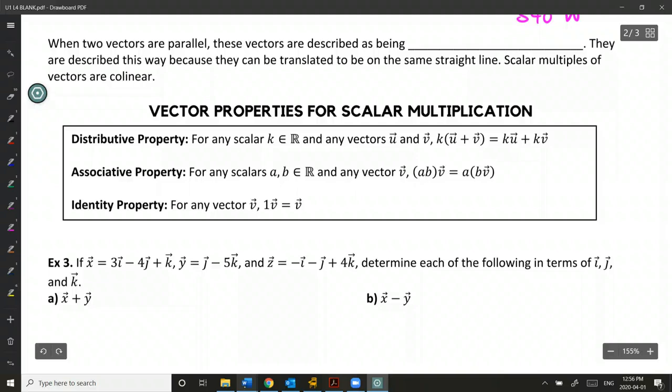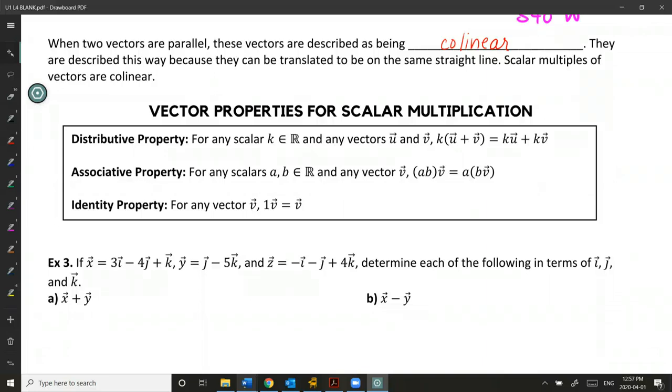So we've discussed parallel vectors before, and 2 vectors that are parallel, we use the word collinear to describe them. So basically what we're saying is that they can be translated to be on the same straight line and are therefore scalar multiples of one another. So that means that if we say a vector is collinear with another vector, we can assume that the vectors are scalar multiples.